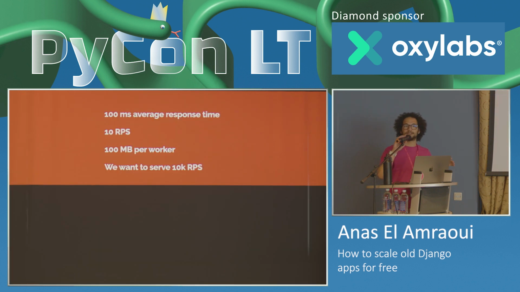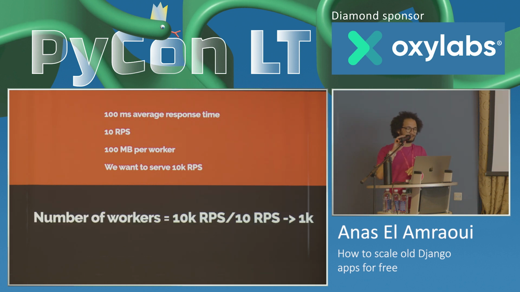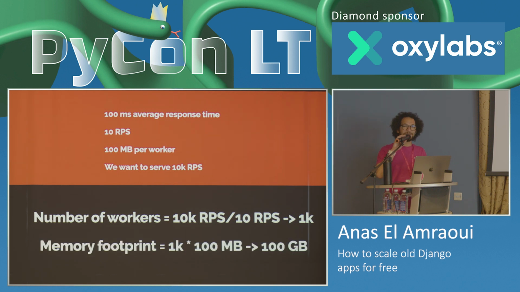Let's say that you have a web server that on average replies in 100 milliseconds, so you can support 10 requests per second, and every instance or worker, so from now on we can talk about workers, needs 100 megabytes of memory. But we want to support 10,000 requests per second. How many workers do you need? Well, 10,000 divided by 10, you need 1,000 workers. And how much memory do you need? Well, 1,000 workers, 100 megabytes, 100 gigabytes of RAM. That's a bit too much.